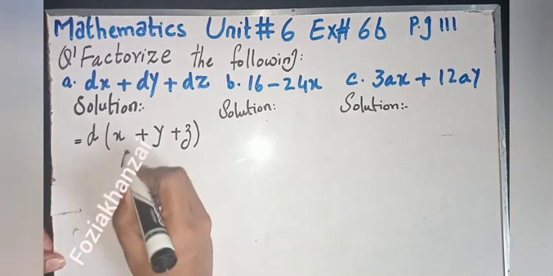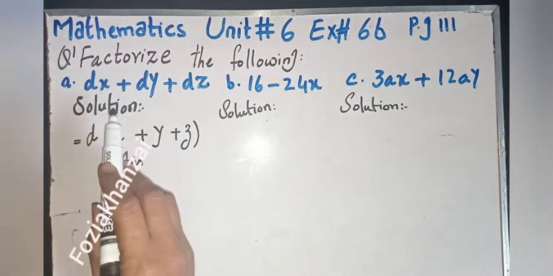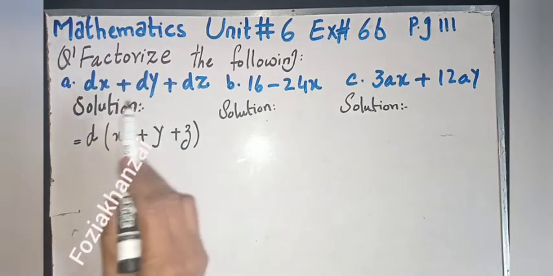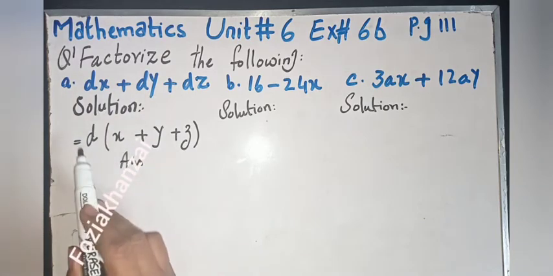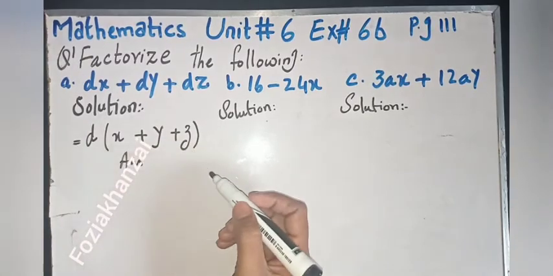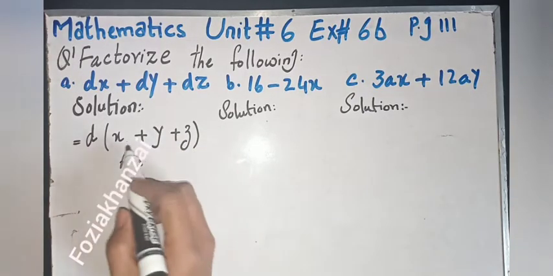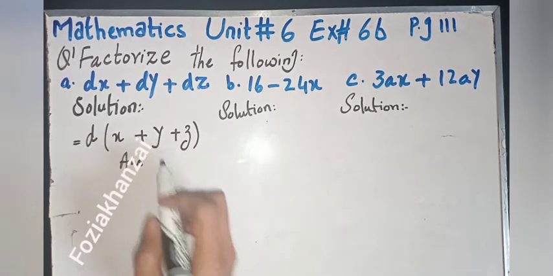Done first part. If your question has three terms or two terms, just check for any common number or variable. Take out the common variable or number, and the remaining variable or number is copied down as it is. So d, round bracket open, x plus y plus z would be the answer of the first part.